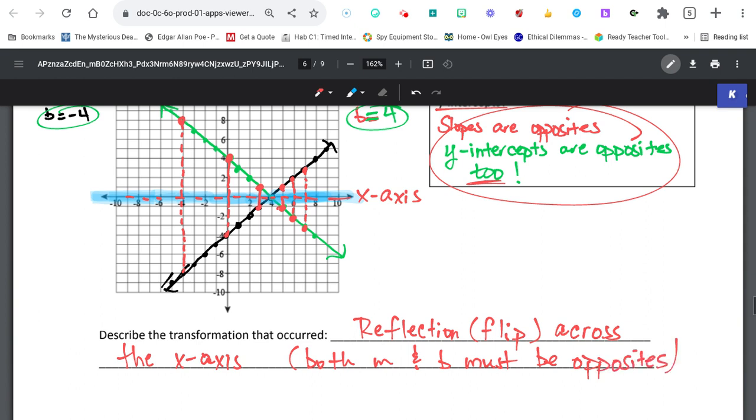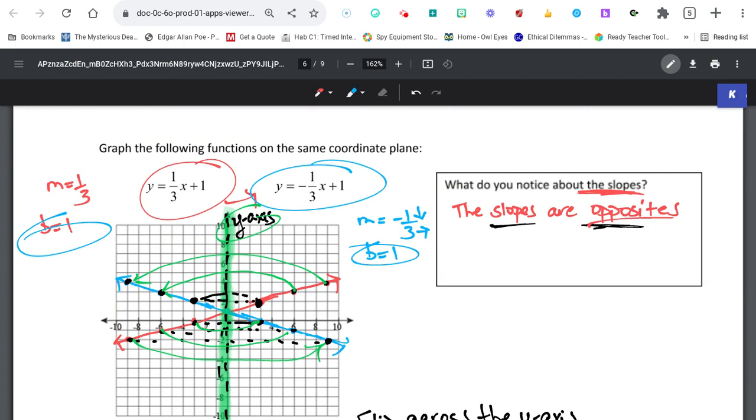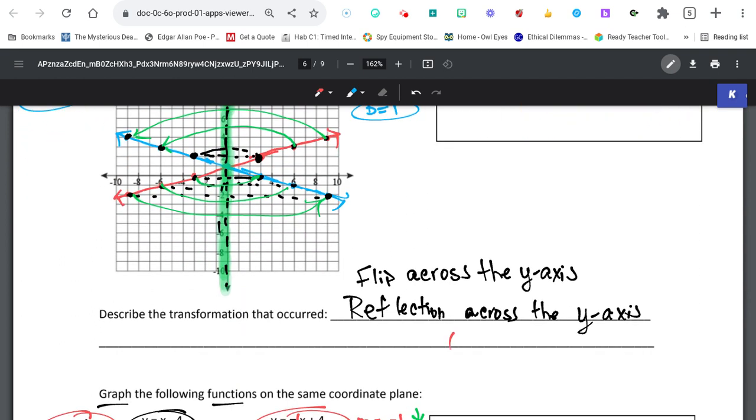But now if you go back up here, the only thing that has to be opposite are the slopes. Only the slope is opposite.